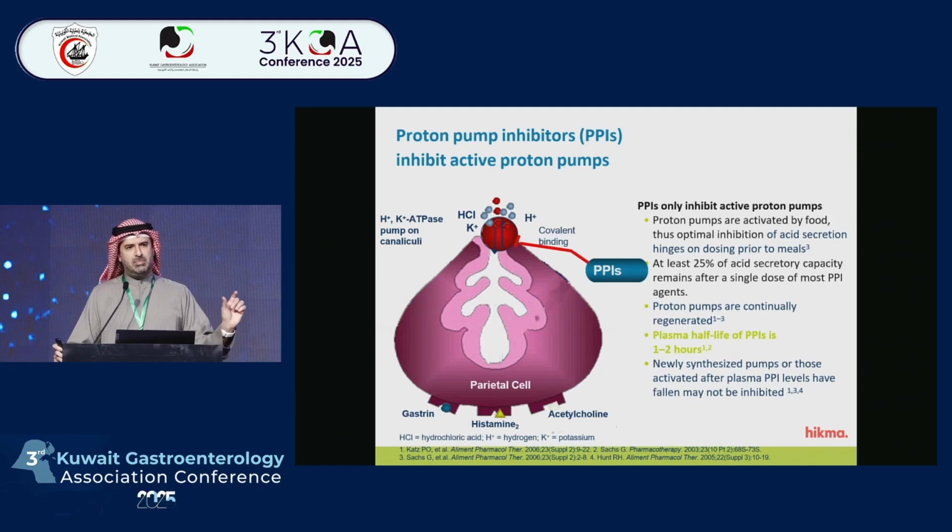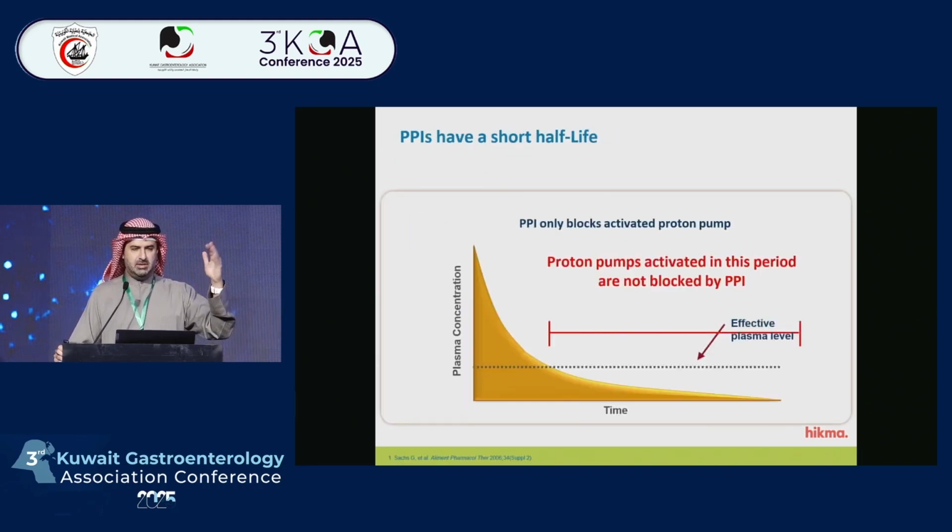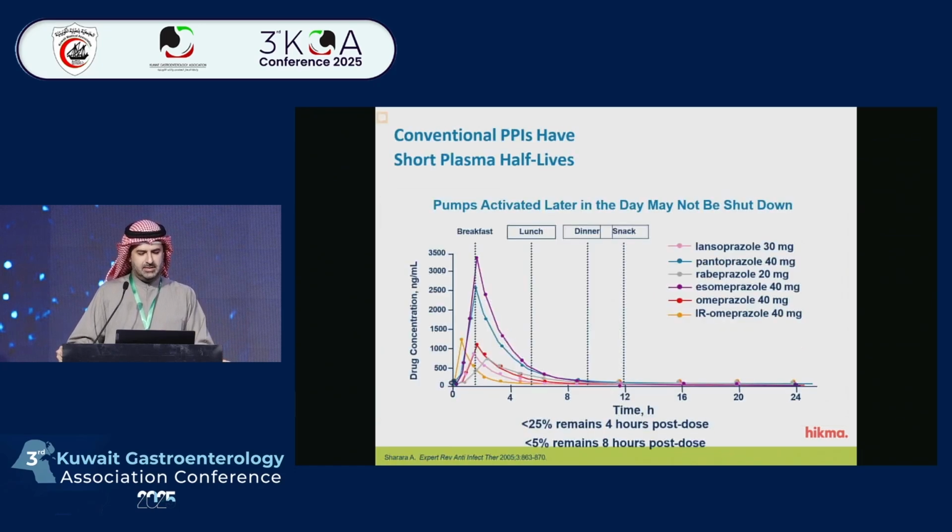And remember, the problem with PPIs is a very short half-life. Most of them are around 1 to 2 hours. So you'll notice that patients have recurrence of symptoms very soon after the initial relief. As you can see, the PPI blocks the activated proton pumps, and then after a few hours, it drops below the effective plasma level with once daily dosing, and you're in need of a second dose to boost that evening effect.